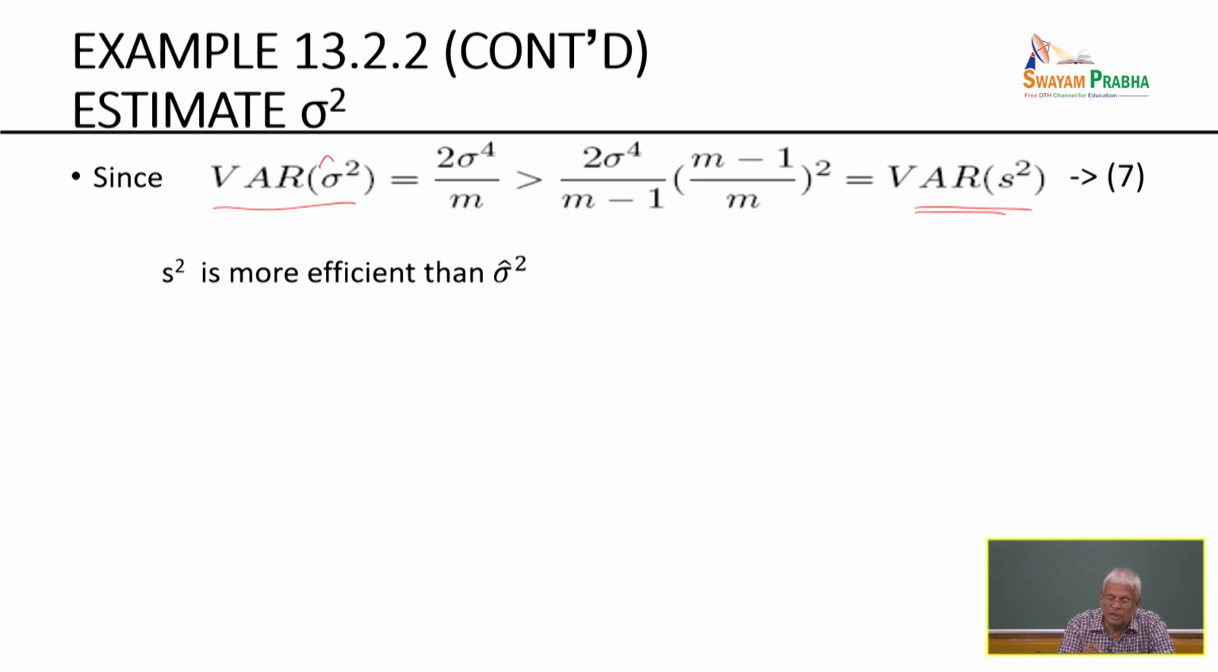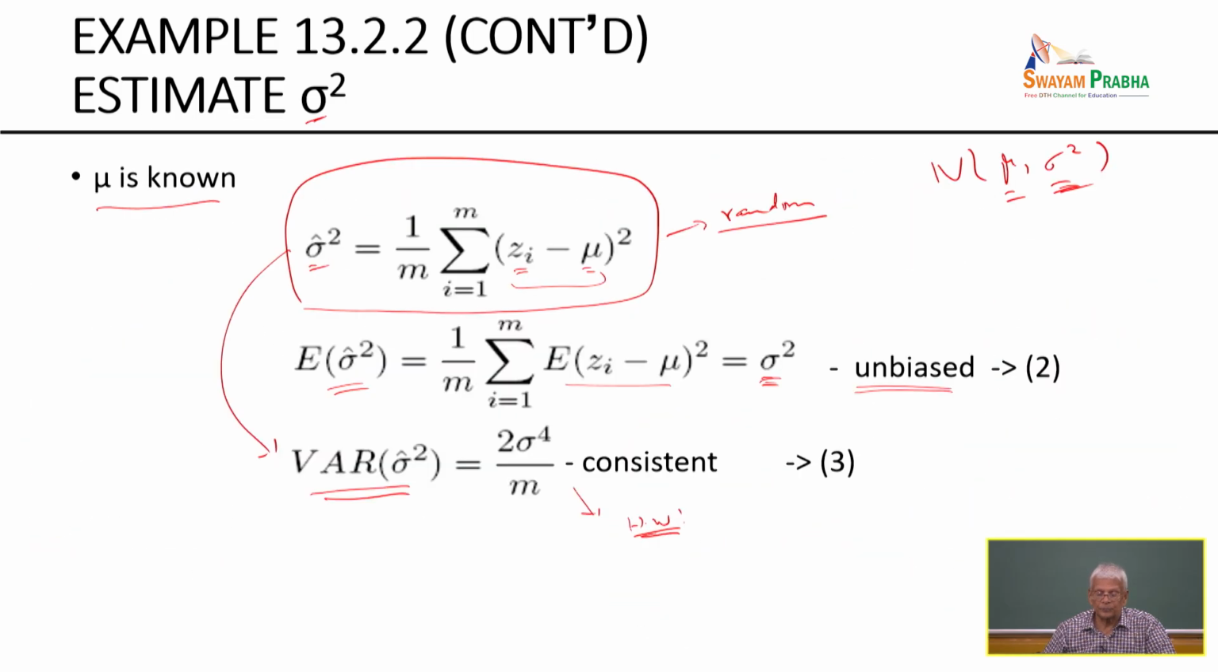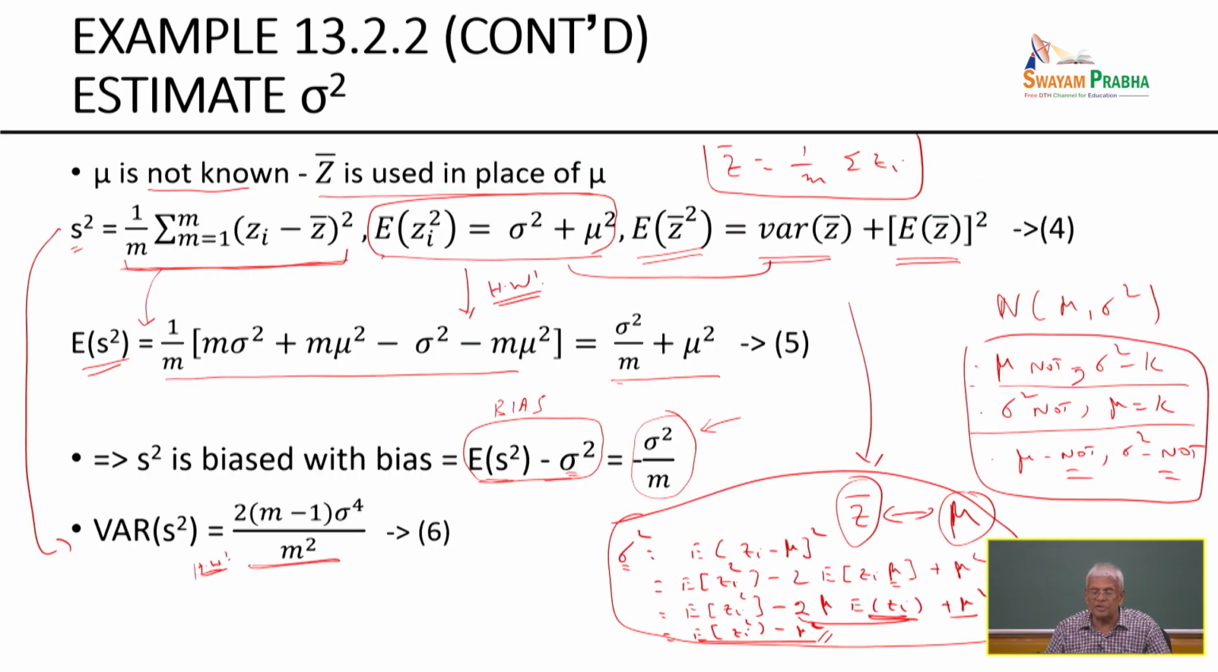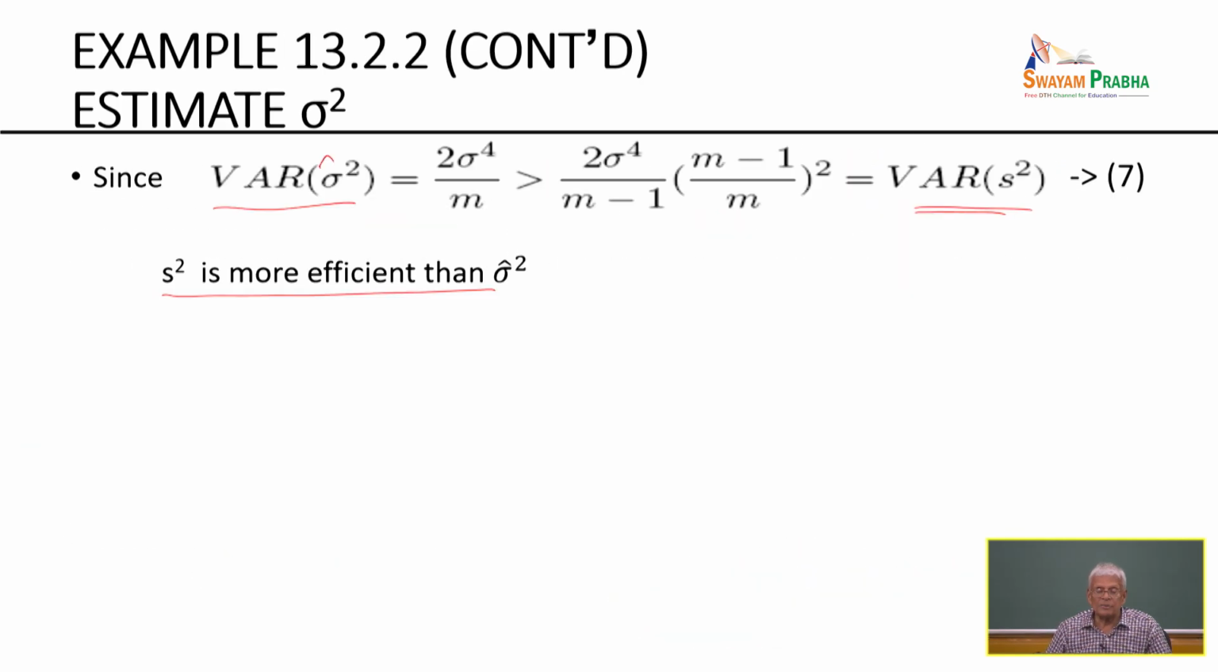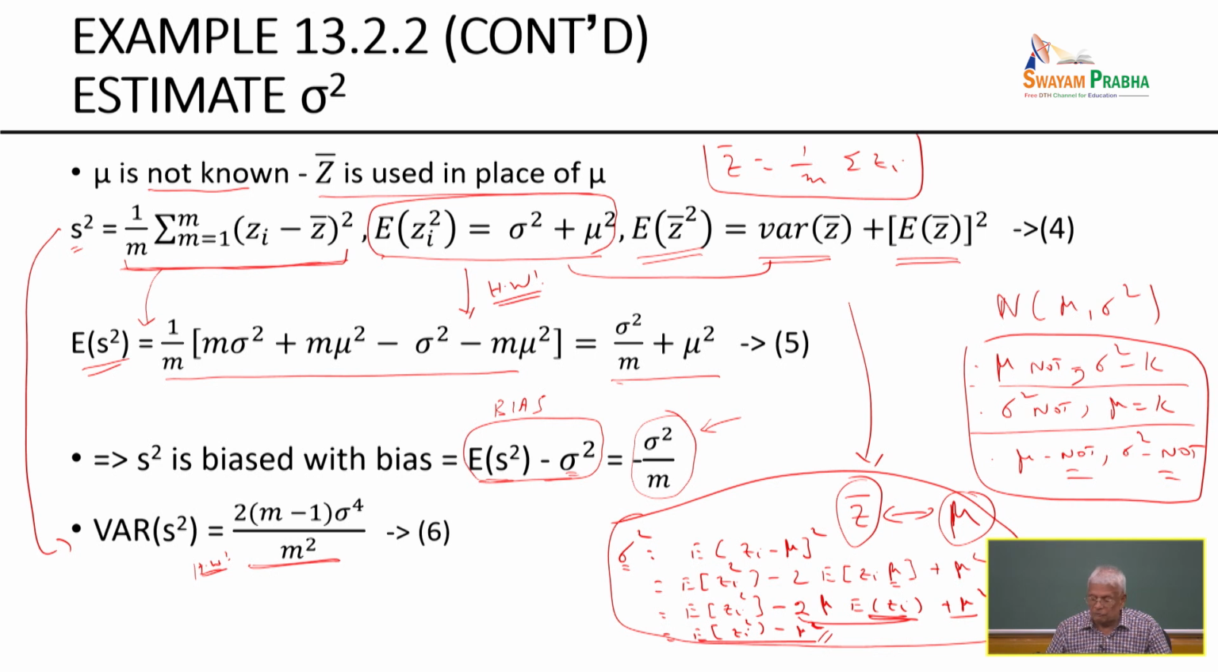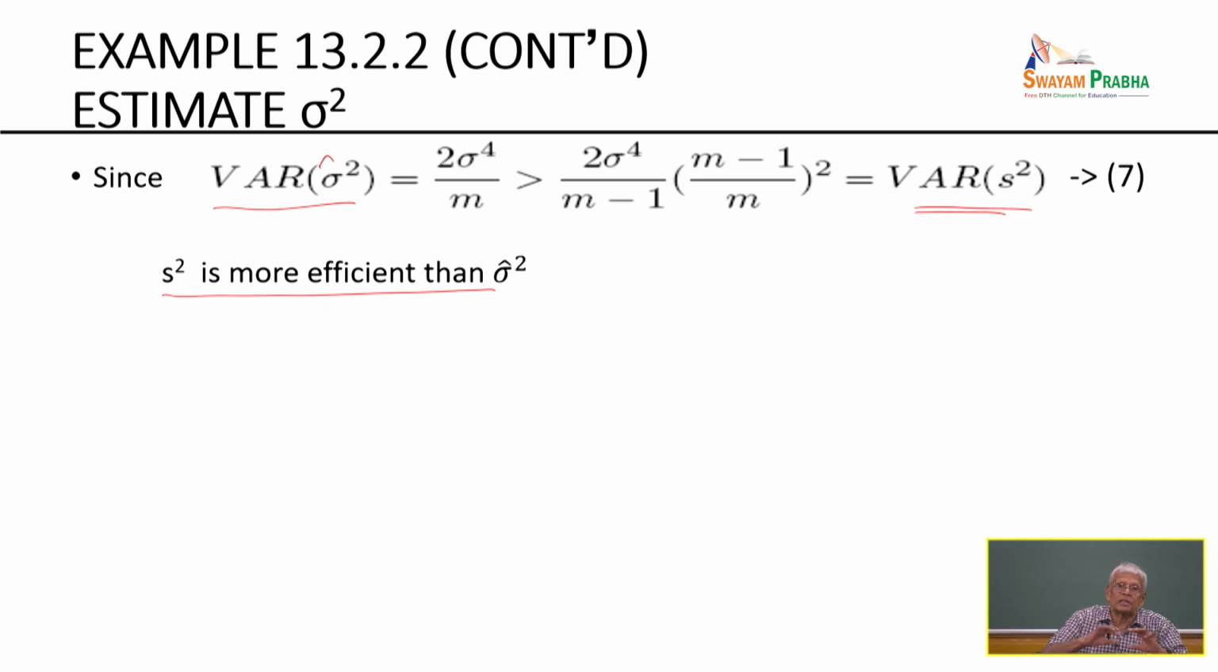So what does this tell you? S square is more efficient than sigma hat square. Wow, that's a beautiful result. I want you to understand. I'm considering two estimates. The estimate of the variance when mu is known, in which case the variance is given by equation 3. And I'm talking about the variance of s square, which is the estimate of the variance when mu is not known.